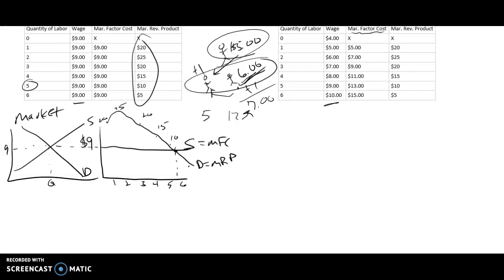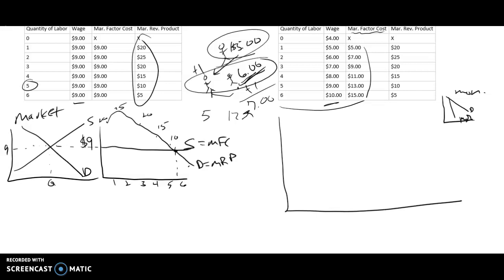So 4, 5, 6, 7, 8, 9, 10 are the different wages, and then marginal factor cost, you would notice, is above that by 1, by 2, by 3, by 4, and by 5. So if we were to graph that, it should remind us of downward sloping demand and downward sloping marginal revenue for a monopoly. Because if we graph this one, we have this upward sloping supply curve. So the quantity of labor and the wage, that's the supply curve. And then quantity and marginal factor cost is the marginal factor cost, just like we had demand and marginal revenue.